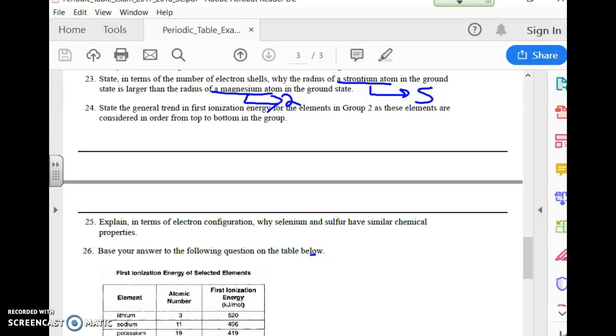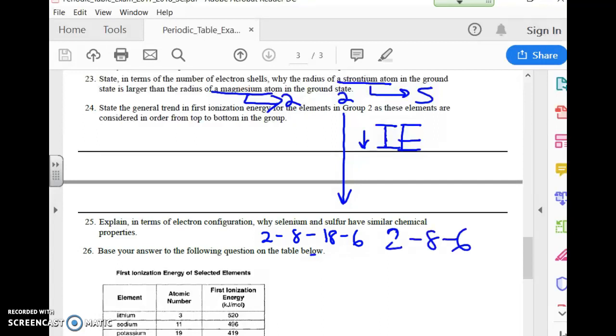24, state the general trend in first ionization energy down group 2. We'll just go to group 2. As you go down the group and you look up the values, you're going to see a decrease in both ionization energy and electronegativity. 25, explain in terms of configuration why selenium, 2,8,18,6, and sulfur, 2,8,6, have similar chemical properties. Well, they have the same number of valence electrons.